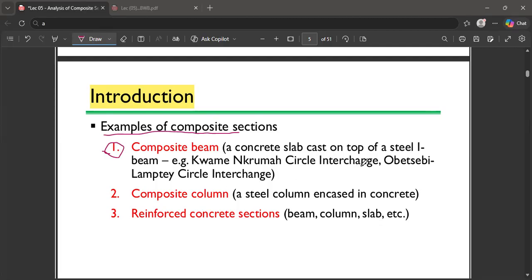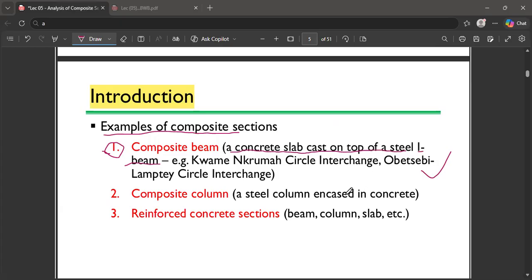Example, Kwame Nkrumah Circle Interchange, and others like it. You realize that this same composite beam idea was adopted over there to solve problems. A concrete slab is cast on top of an I-beam. All those beams you are seeing over there are I-beams, whereby a concrete slab is cast on top of them.